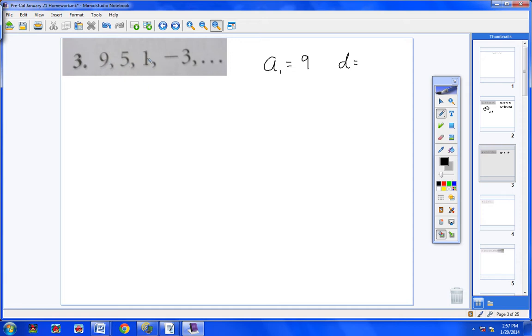Going down 4, going down 4, going down 4. So really what you're adding is not 4, but you're adding a negative 4. You're adding negative 4 over and over and over. So your common difference is negative 4.